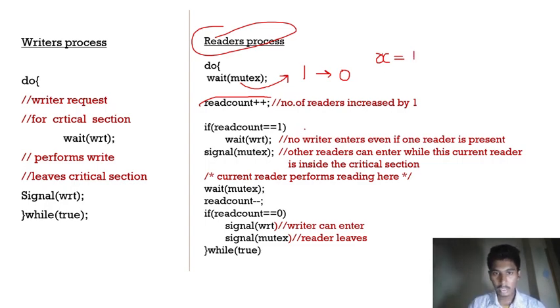So here read count is equal to 1. We have written a condition: if read count equals 1, wait of WRT. Wait of WRT means that since a reader process has entered and is trying to read the data, we should not write the data. That's why we write wait of WRT, which makes WRT equal to 0.